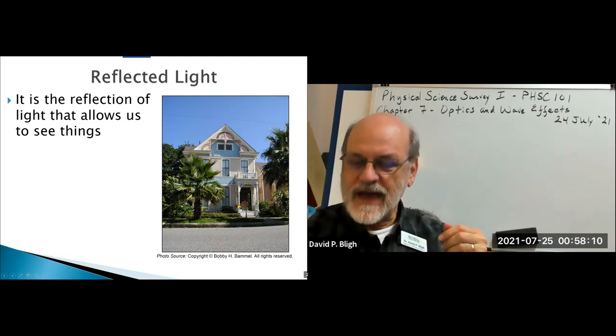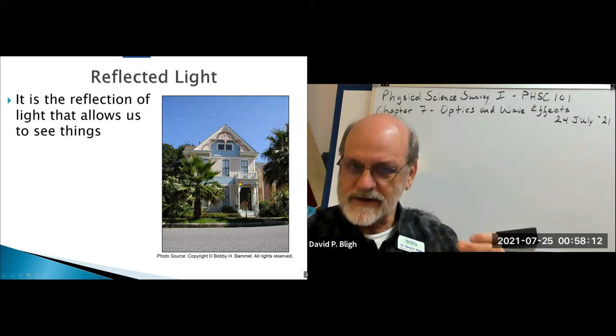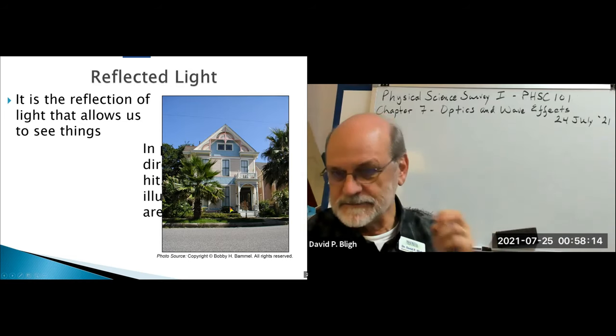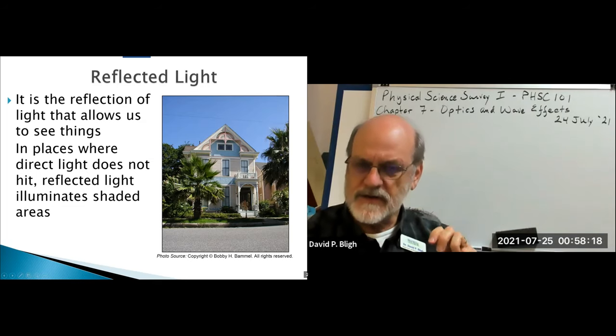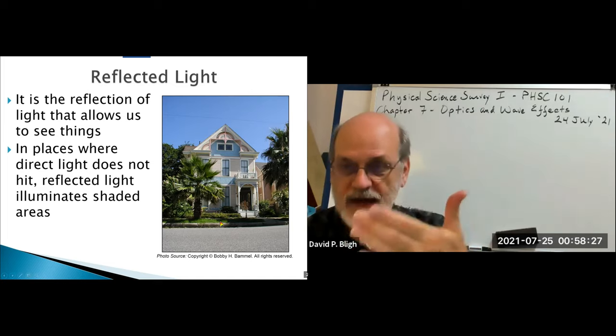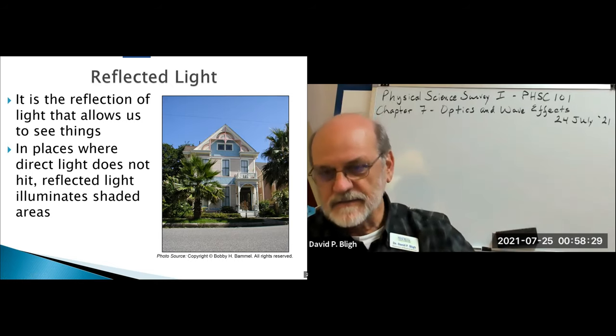But other areas of the house are illuminated not by direct sunlight, but by reflected light. And these areas, the shaded areas, receive some sunlight by reflection. And of course, we receive all the information from that house by reflected light from its surface.